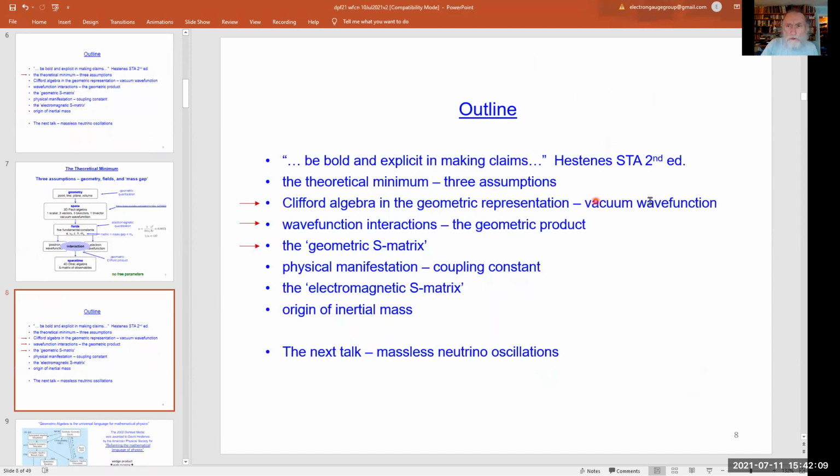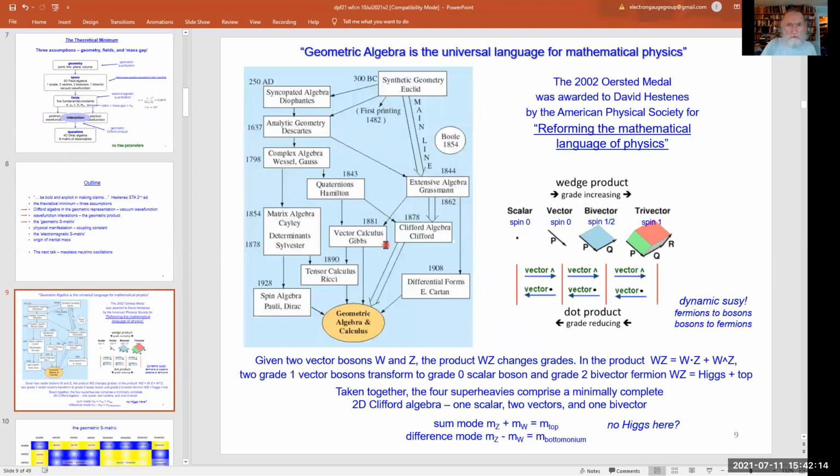So we're going to look at the vacuum wave function, the geometric product, and the resulting scattering matrix next. The claim earlier was that geometric algebra is the universal language for mathematical physics. This is a pictorial representation of that by David Hestenes. He was awarded the 2002 Oersted Medal by the American Physical Society for reforming the mathematical language of physics. The geometric product has a dot product and a wedge product.